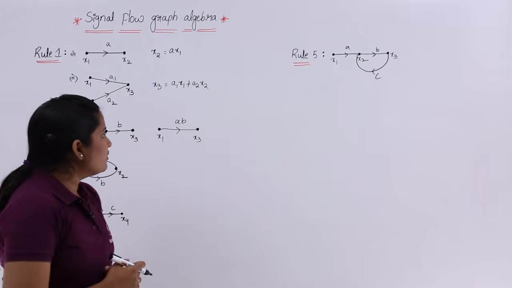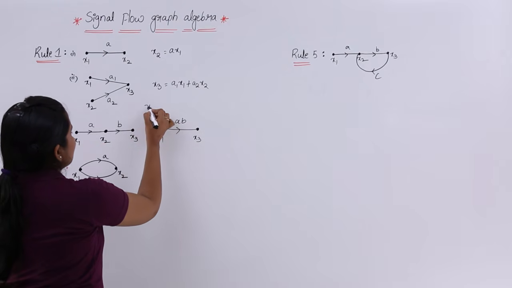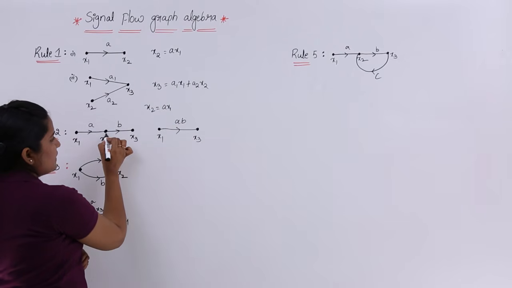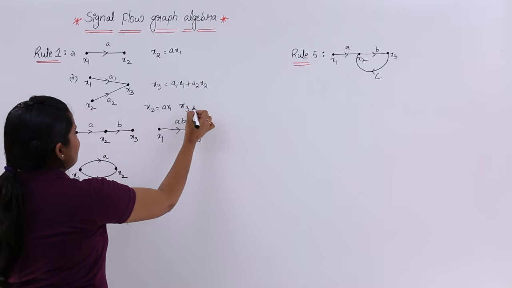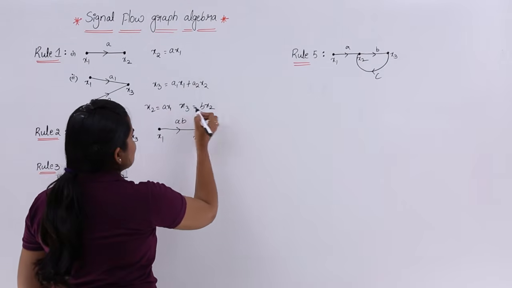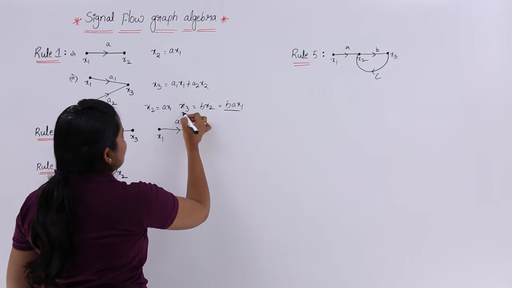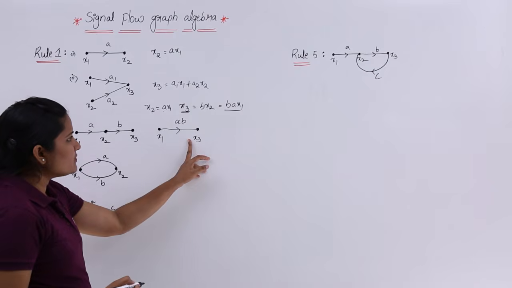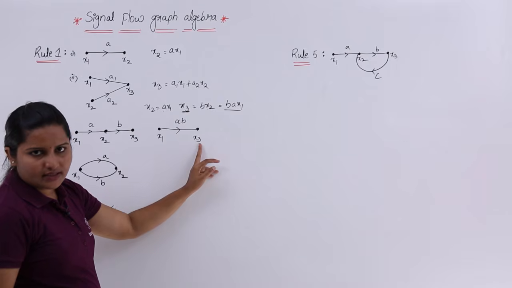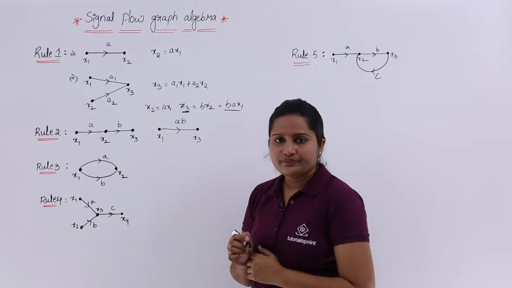Why? For example, if you consider x2, x2 is equivalent to a x1, right? According to rule 1, x2 is equivalent to a x1 and x3 is equivalent to b x2. If you consider the x2 value, that is equivalent to a x1. So b a x1 will be equivalent to x3. Here if you observe, ab into x1, ab x1 will be equivalent to x3. We are getting the same.